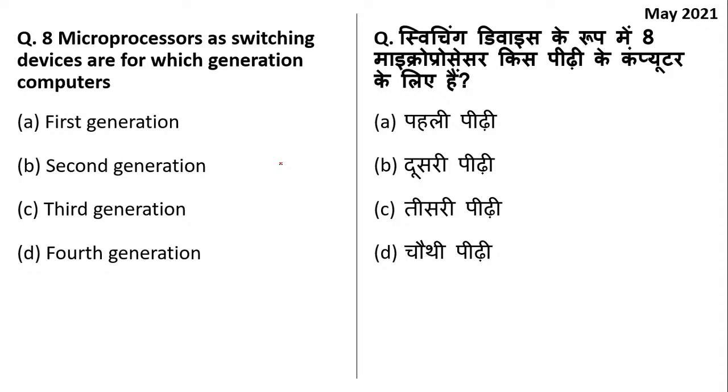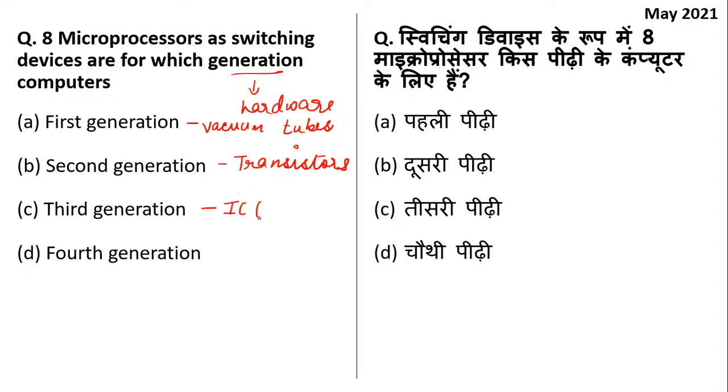Microprocessors are switching devices for which generation computers? So what is the meaning of generation, you might think? Generation is something, students, when the computers are differentiated on the basis of hardware. Then it is called first generation, second generation, different generations. The first generation computers were the ones that used vacuum tubes. Okay, you should know these things. These can be asked in the examination. So in the first generation computers, vacuum tubes were used. In the second generation computers, transistors were used. The third generation computers, integrated circuits. You might have heard ICs. We say IC, right? So that is integrated circuit.